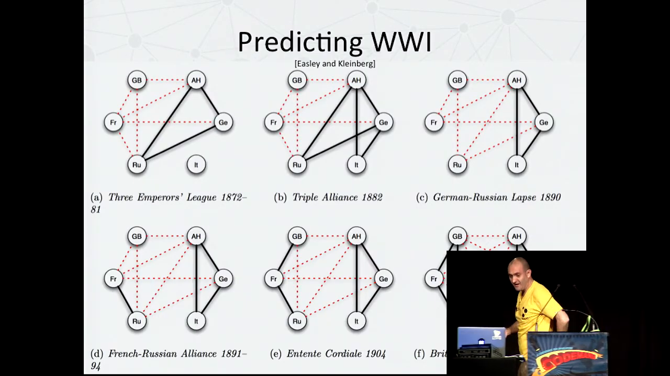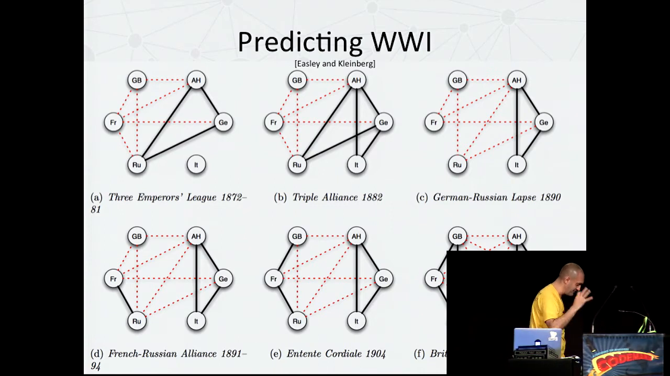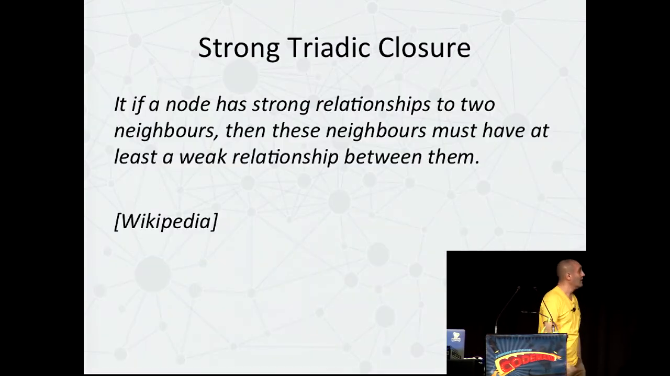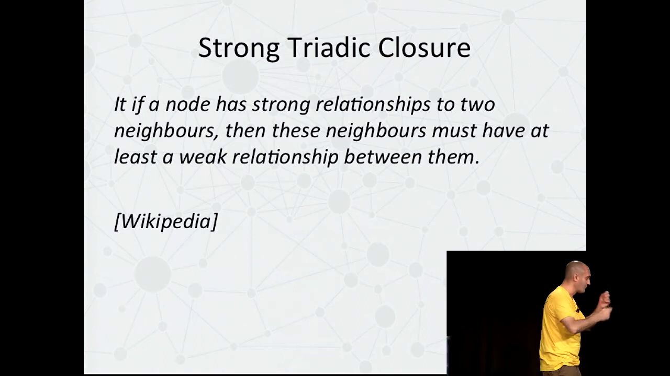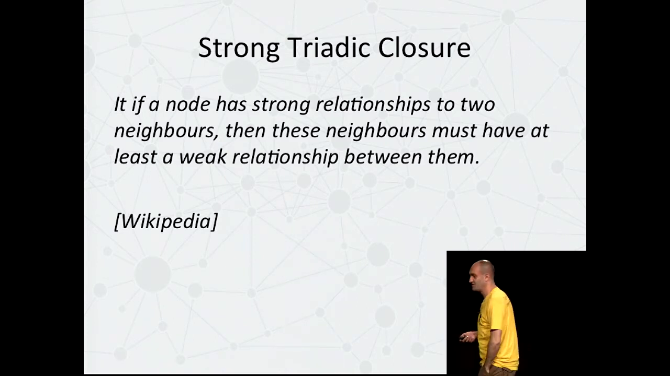So as I said, I nicked this from a book called Network Crowds and Markets. I absolutely encourage you to get that book. It's phenomenal. There's one other local property I want to mention, and it's the strong triadic closure property.